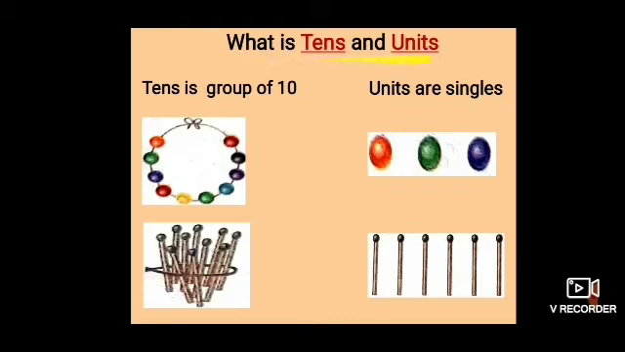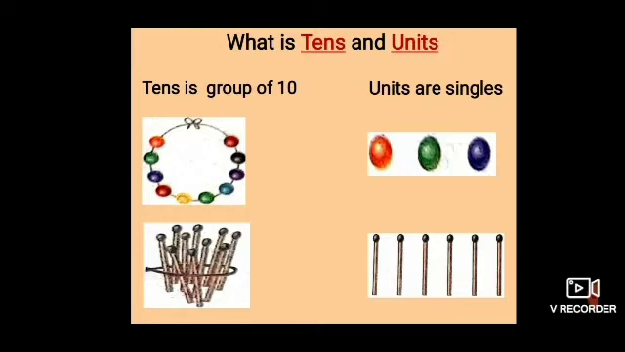What is tens and units? Tens is a group of 10. That means any object that is in a group of 10. In this picture, there is one necklace. So in this necklace, there is one group of 10 beads. Let's count: 1, 2, 3, 4, 5, 6, 7, 8, 9, 10.